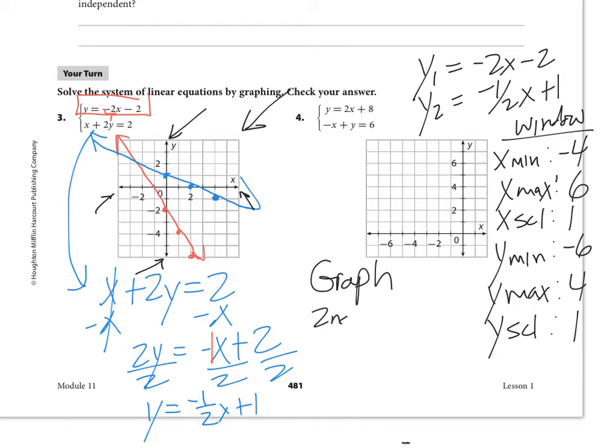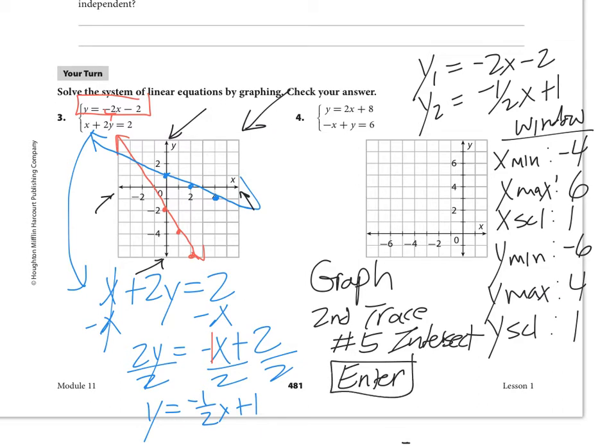Then I go to second, trace, number 5, which is intersect. And then you're going to press enter 3 times. And then it should give your intersection point. And then when you do that, you should get x is -2, y is +2. Now, if you go back here to my graph by hand, you see it's really close to right there, but it's not exact, again, because I didn't have a ruler to use. So it's very important if you're doing it by hand that you use a ruler. So what I want you to do is go ahead and do question number 4 on your own. If you need to, pause the video and then check your answer.